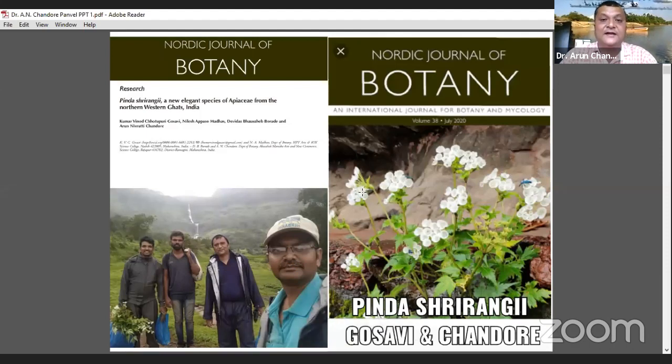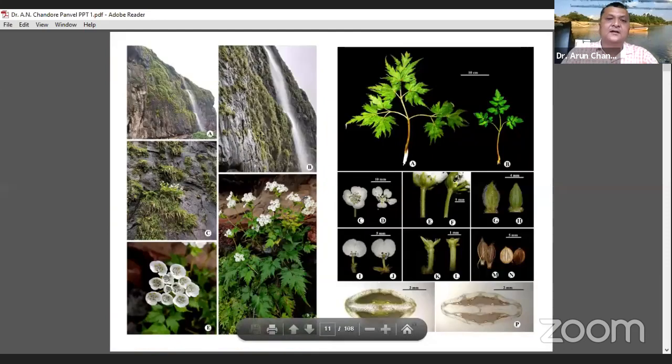Okay, this is a beautiful and unique discovery from this steep rock and hanging rock. And now Pinda is bitypic, that is, one species is Pinda concanensis and the recently described second species is Pinda srirangae.